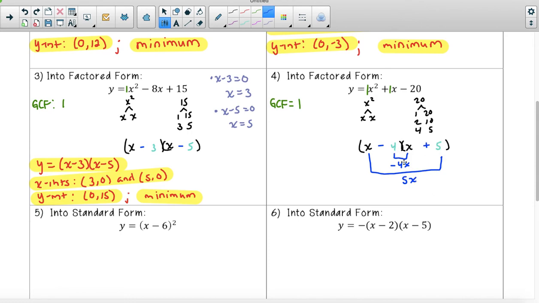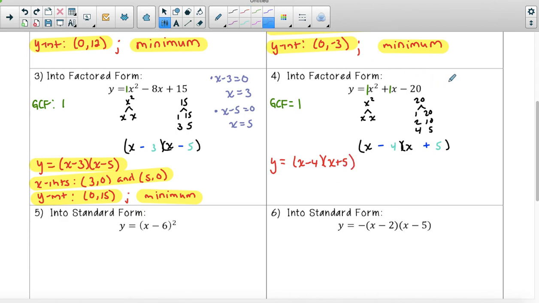So again, I'm going to check. 5 minus 4 gives me 1, and negative 4 times positive 5 gives me a negative 20. So I have now checked it. It does factor, and these are my 2 factors. So I will rewrite this into factored form of y equals, so my GCF was 1, so there's really a 1 out here, of linear factor of x minus 4 times x plus 5. This is now in factored form.